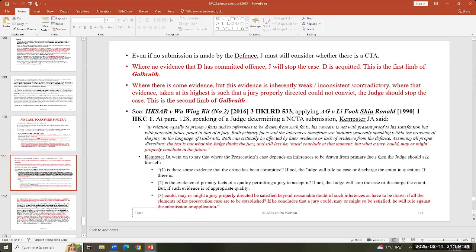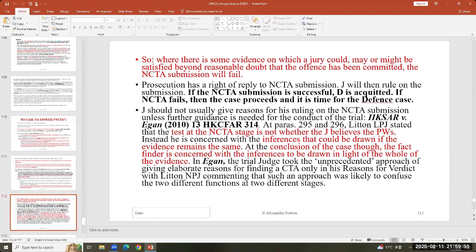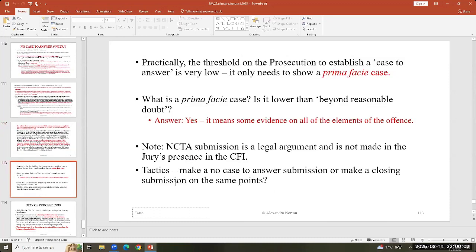So if the evidence is inherently weak, inconsistent, contradictory, if that evidence taken at its highest is such that a jury properly directed could not convict, then the judge should stop the case. That's the second limb of Galbraith. So a very low threshold. And the prosecution can reply to the no case to answer submission. If the defense is successful, then the defendant is acquitted. If there is a case to answer, the case goes on, and it's time for the defense case. So the threshold of prima facie case, Galbraith, very low, just some evidence on all of the elements.